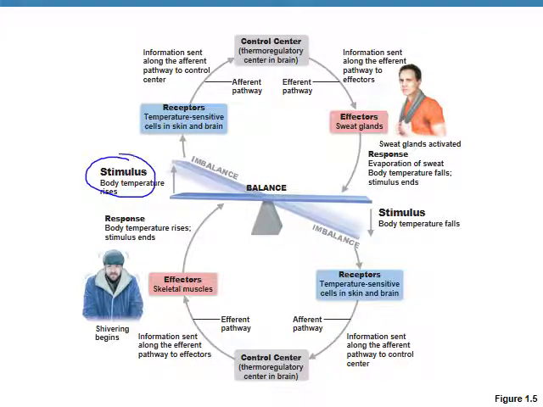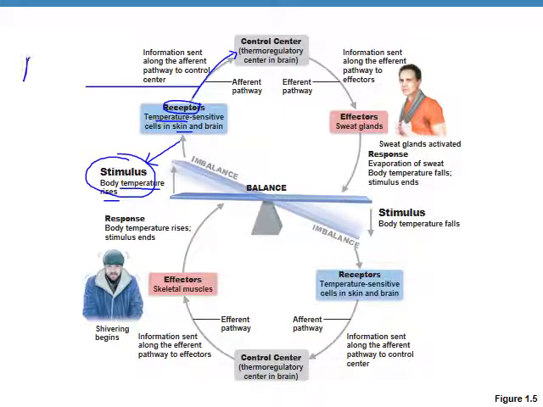In this case, here's the stimulus. The stimulus on this side is going to be that you're hot. Your body temperature rises, so you're becoming hot. The receptors in your skin are going to detect the fact that it's hot. So stimulus triggers the receptor. The receptor sends a message to the control center.